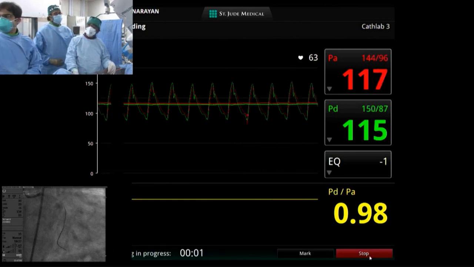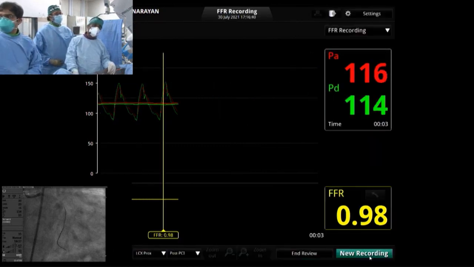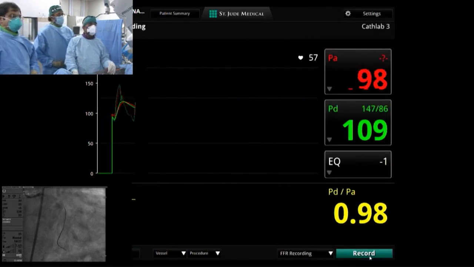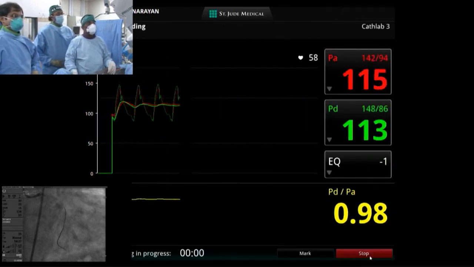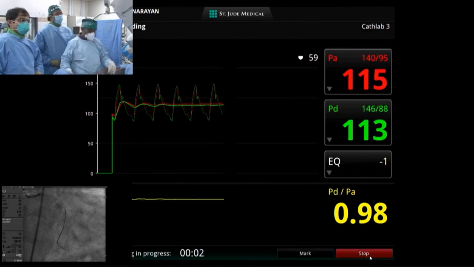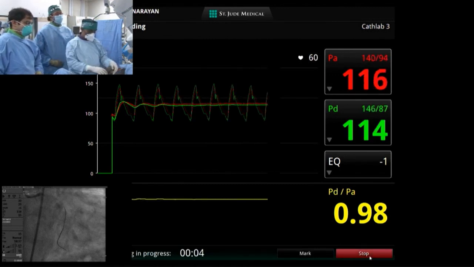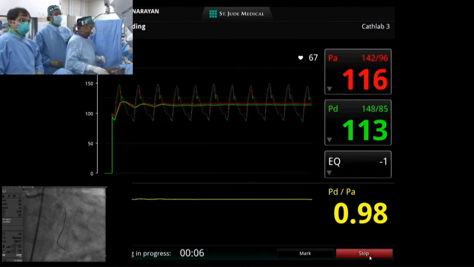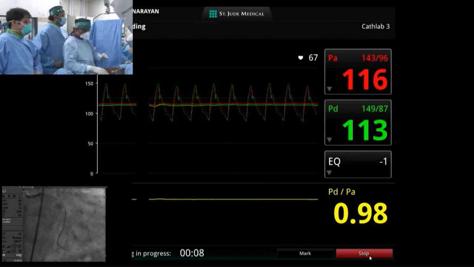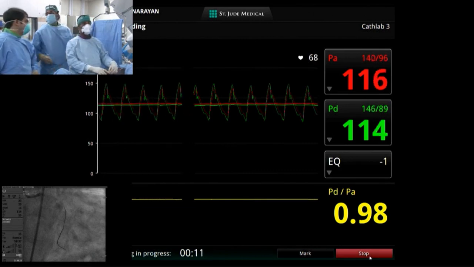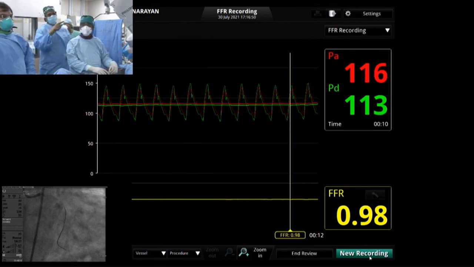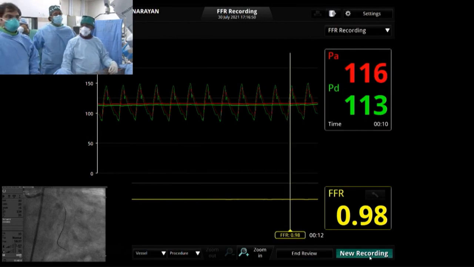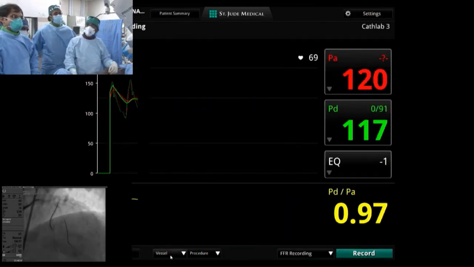I think, don't forget, during this procedure you opened the right coronary artery, so it's now an open vessel. You opened the distal circumflex nicely, so we definitely improved perfusion in this patient dramatically, to the proximal lesion.